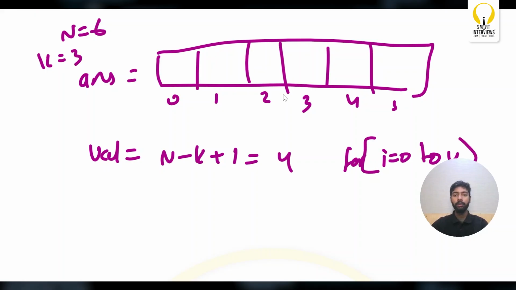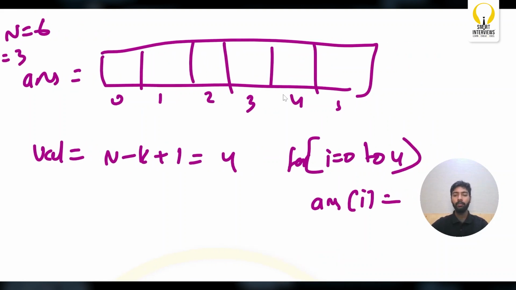So what I'll do? Answer of i equals value, and I will decrease the value. That's it. This will take care of filling the array with 4, 3, 2, 1. Now what do you need here? From here I need to start filling from 5 and 6.